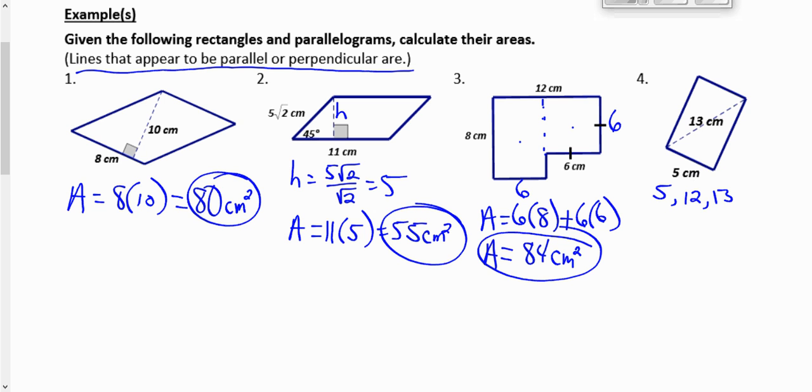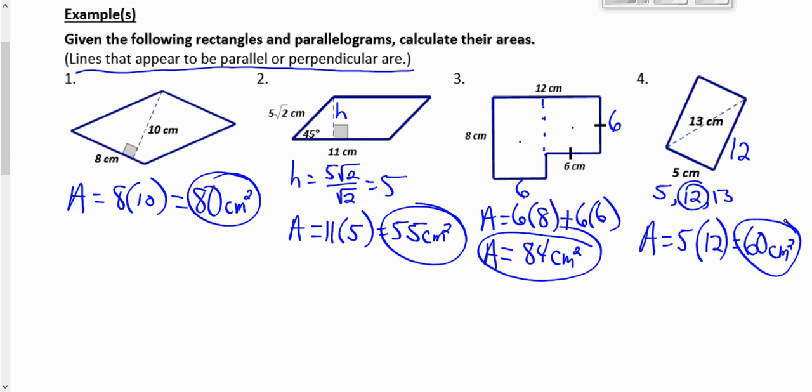So 5, 12, 13. There we go, 12. So our area is just simply 5 times 12, which is what? 60. It's not really important, I guess.